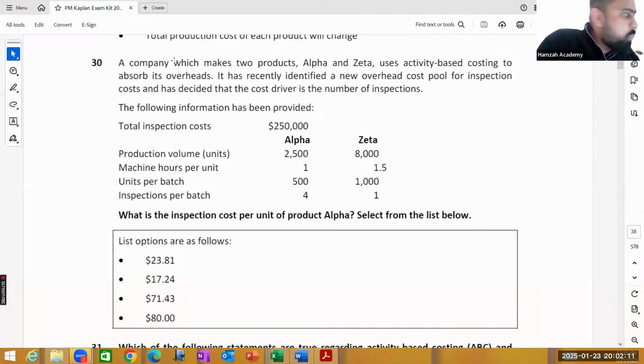Okay. Did you determine the answer? So they make alpha and beta. 80. Okay. Let me check.